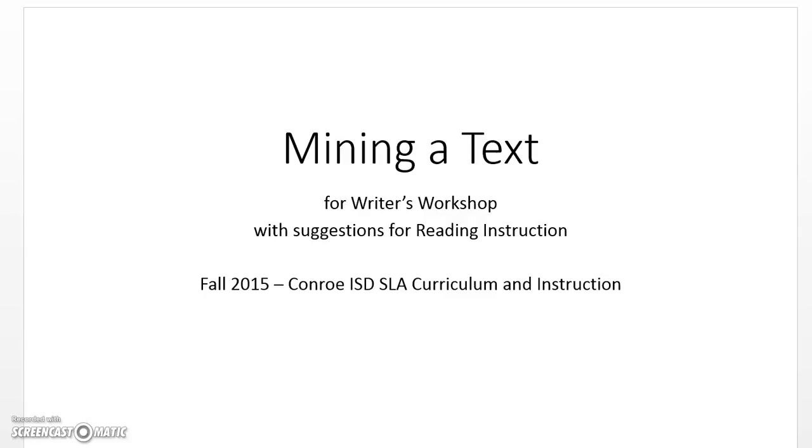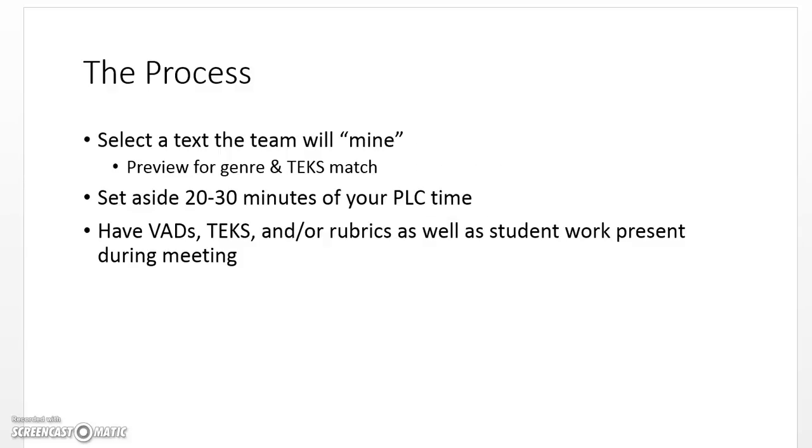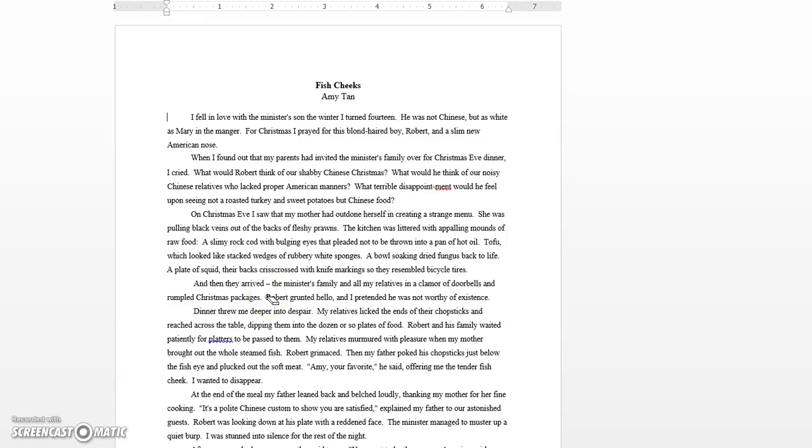So if we briefly go over the process, she says that we first need to select a text. The advice is to make sure that it matches in genre with whatever the students are writing. In this case, we are focusing on personal narrative writing, and we are using the mentor text by Amy Tan called Fish Cheeks. Fish Cheeks is a very short memoir from Amy Tan's life, from a moment where she felt really embarrassed in front of a boy that she had a crush on.